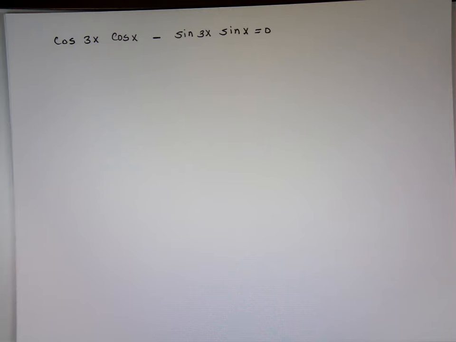Cosine, cosine, sine, sine. Oh boy, let's look on the board. Do we see a trig identity that might help me simplify these?